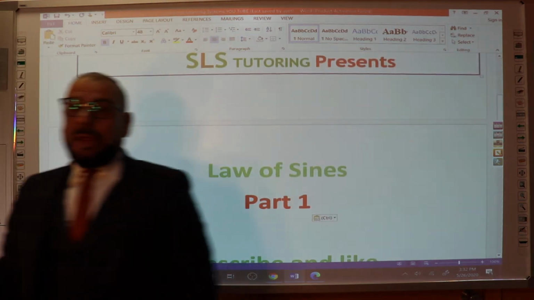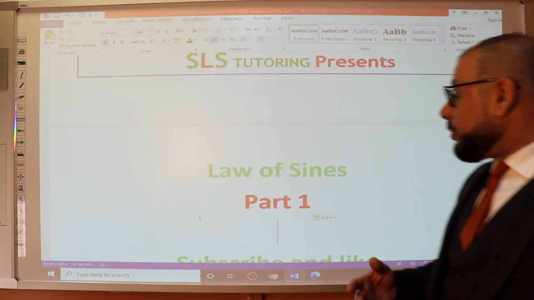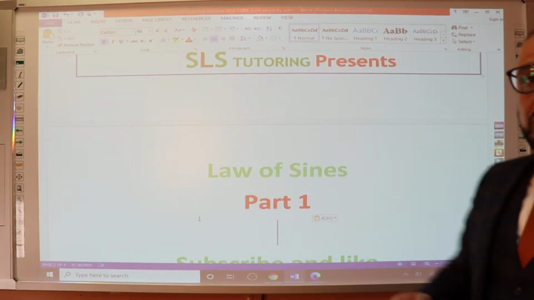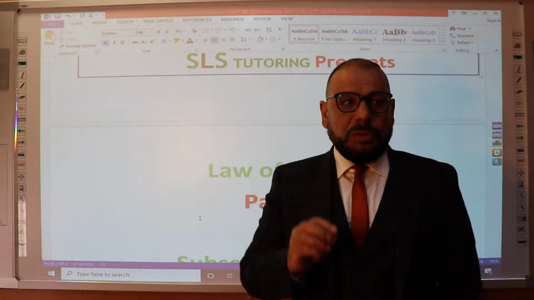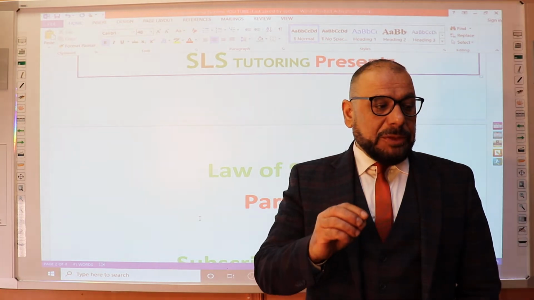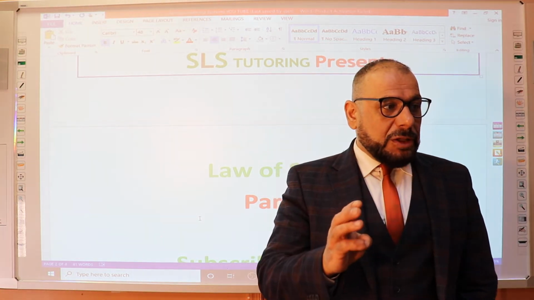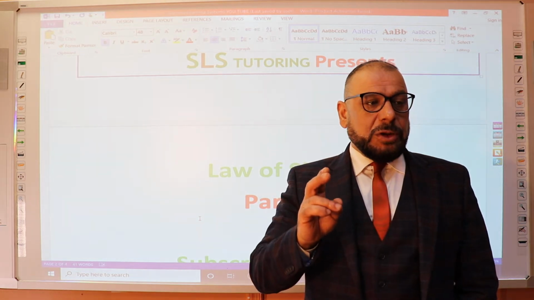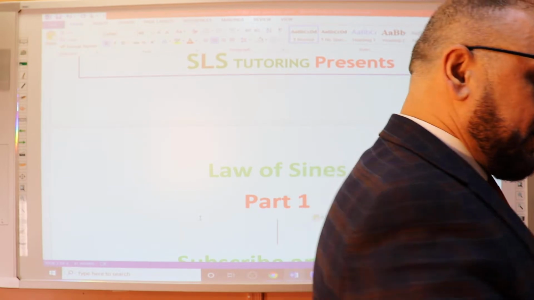Today our class is about the law of sines, and our objective today is to use the law of sines to solve any given triangle. What I mean by solving triangles is to find all the lengths of the triangle and to find all the angles of the triangle. We have too many cases.